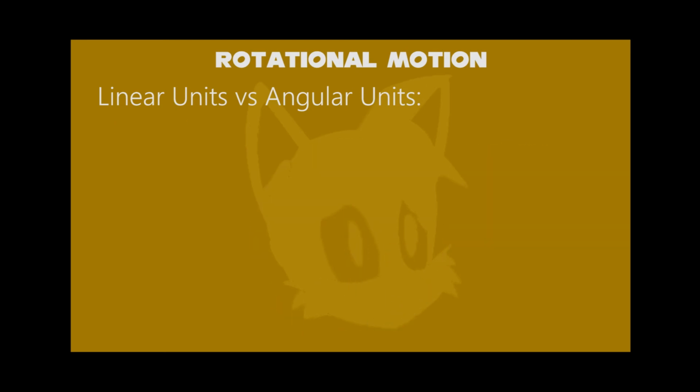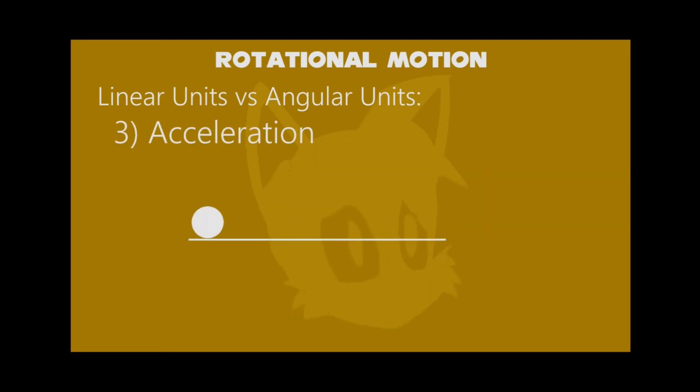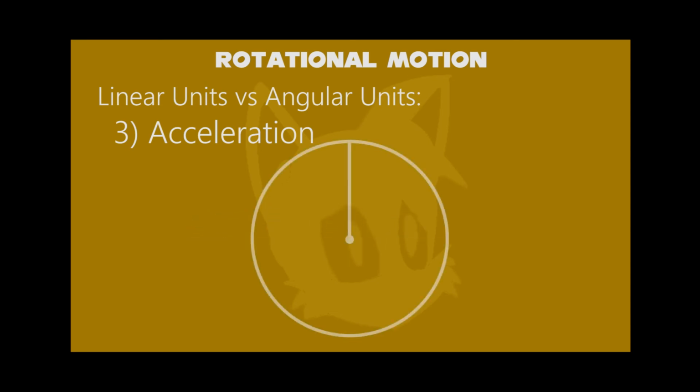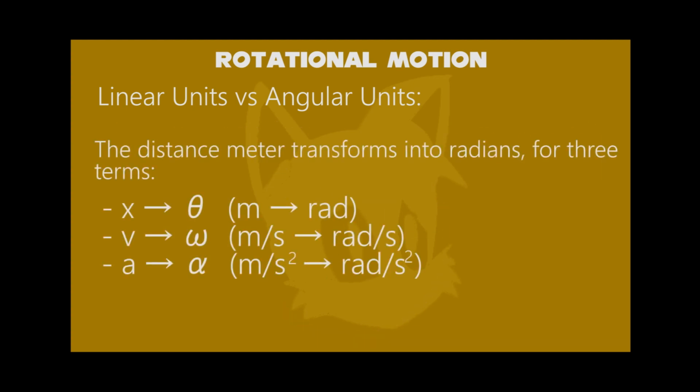And finally, acceleration, where the velocity changes, the acceleration a was a linear unit. Now, for the angular acceleration, called alpha as a Greek letter, where the angular velocity changes, we get the term radians per second squared. That is why a metric unit meter has been transformed into radians, and the metric unit time remains the same: angular distance theta from x, velocity omega from v, and acceleration alpha from a.